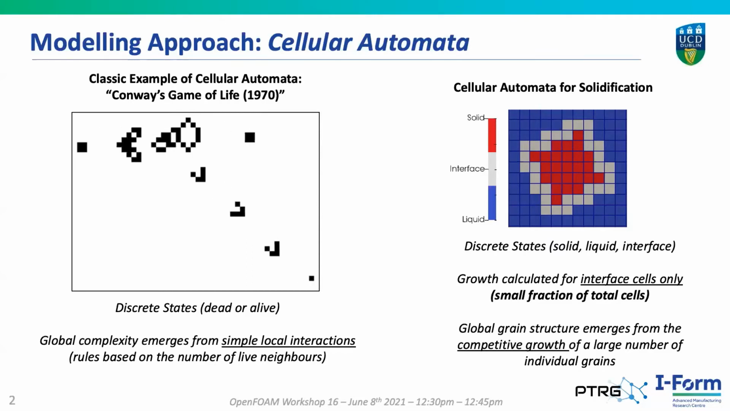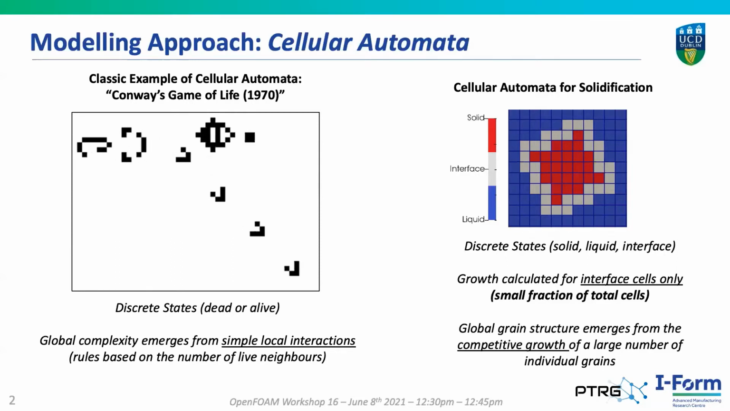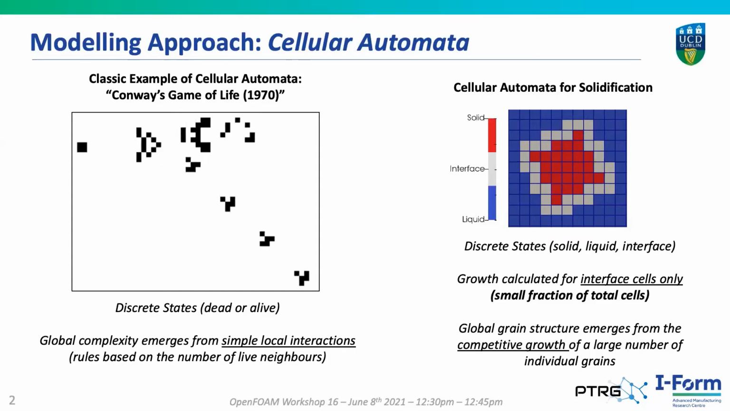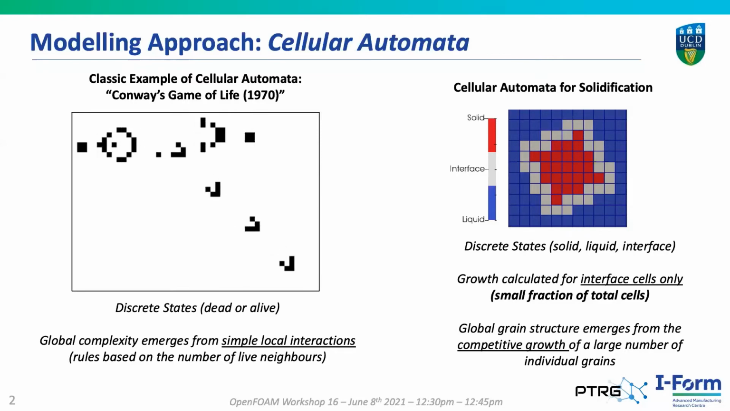So my model for solidification takes inspiration from these cellular automata. The discrete states would naturally be solid or liquid, but we define a single layer of interface cells so that growth can be modeled continuously. The advantage of discrete states here is that growth is only calculated for interface cells, which typically make up a very small fraction of the total number of cells in the domain. So again, the construction of the model is relatively simple at the local scale, but complexity emerges once we zoom out from the competitive growth of a large number of individual grains.